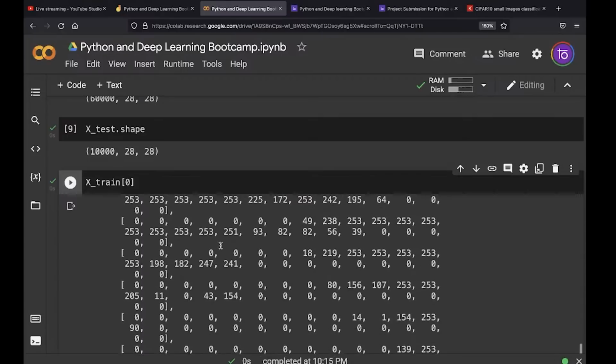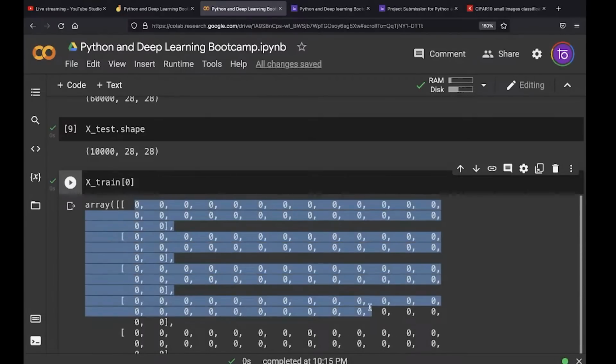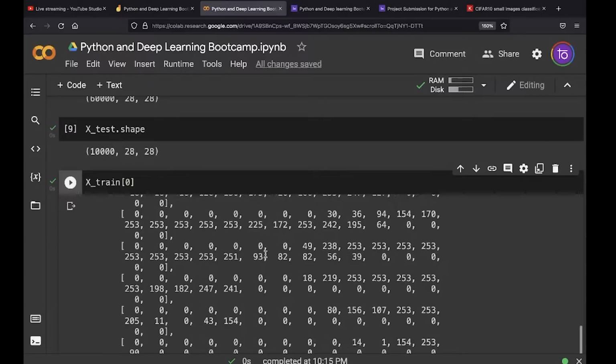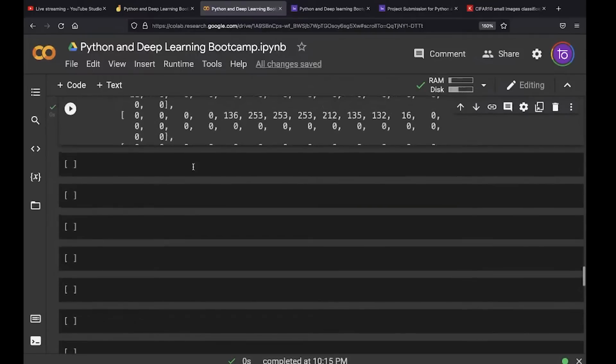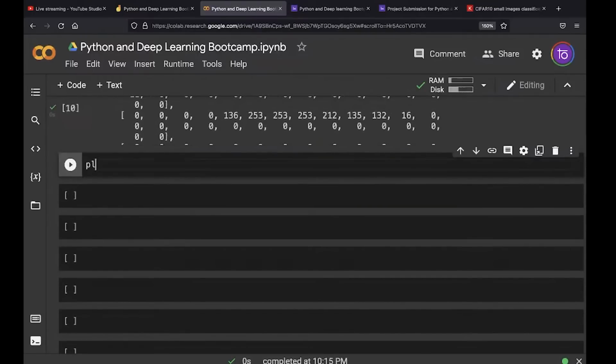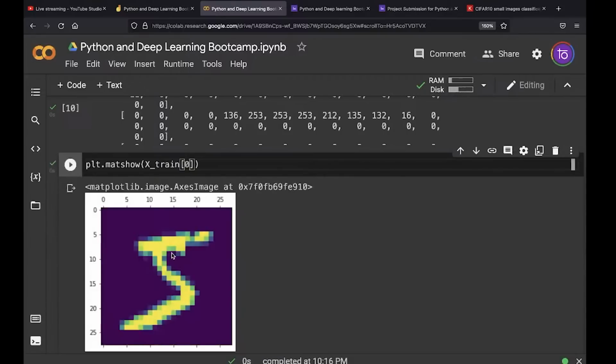Now if you want to see this image, this is a pixel value image, right? I want to see what exactly is the actual image over here. So you can use matplotlib. I'm going to use the function plt.matshow, and I'm going to write x_train[0] to show me the image. Kindly show me the image. Now the image is this. This is the image.